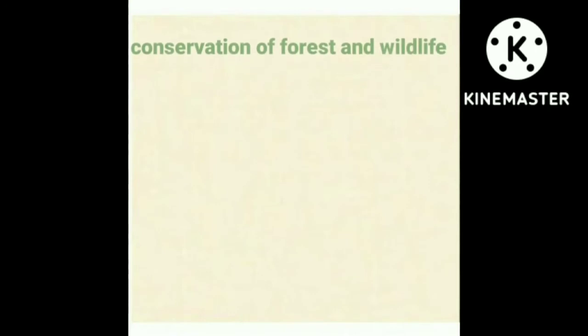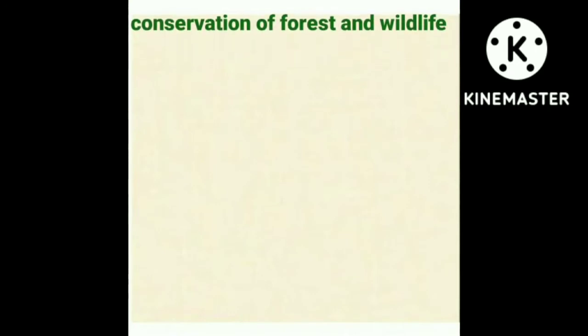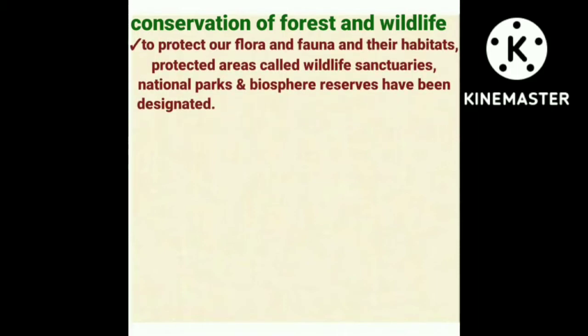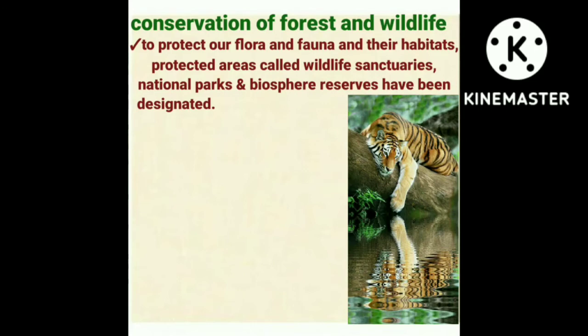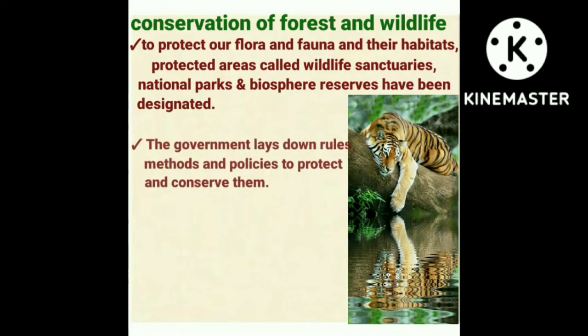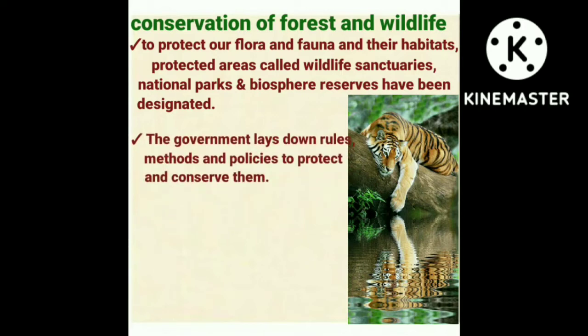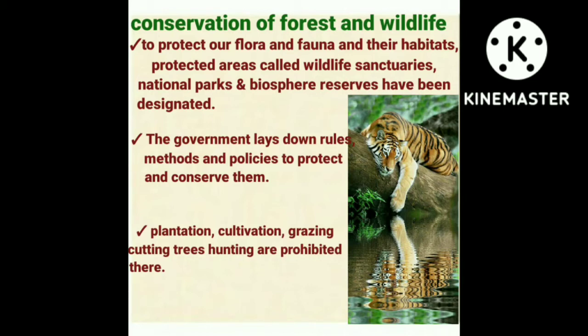So we saw what is deforestation and what are the consequences of deforestation. So now we know how important forests are, so we have to conserve them. In order to protect the plants and animals and their habitat, the government has established certain areas called wildlife sanctuaries, national parks and biosphere reserves. The government lays down certain rules, methods and policies to protect and conserve them. Plantation, cultivation, grazing, cutting trees, hunting and poaching are prohibited in these areas.